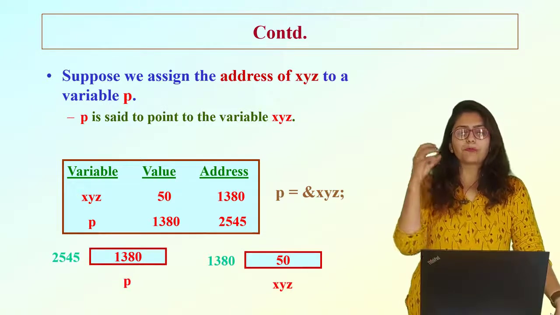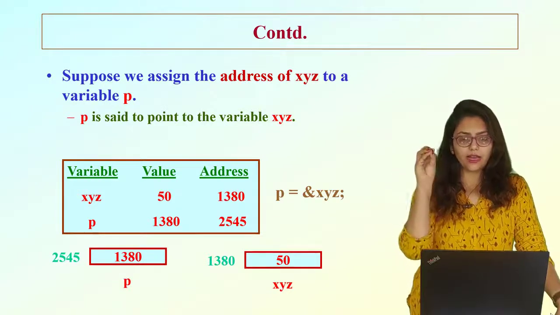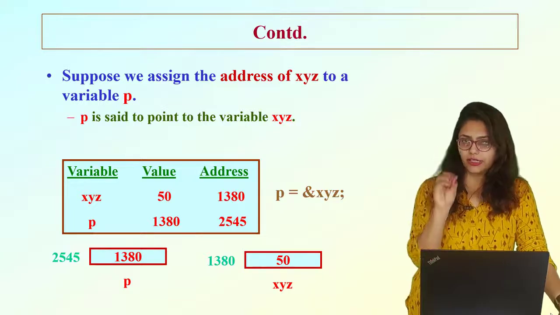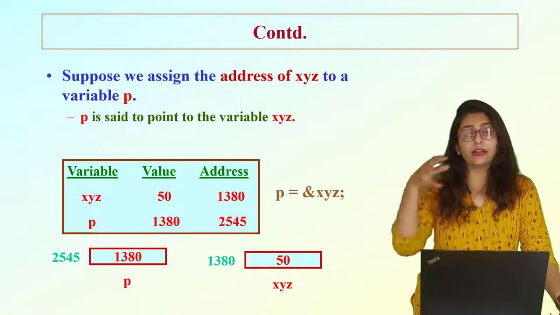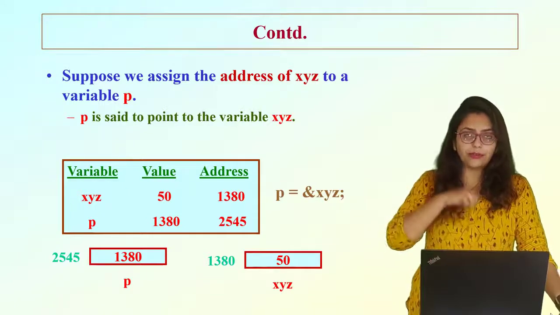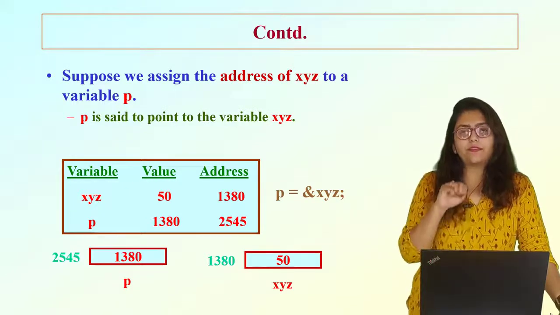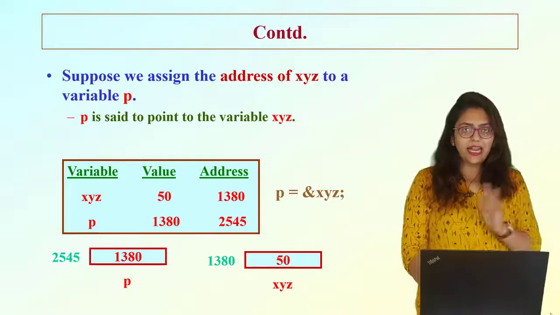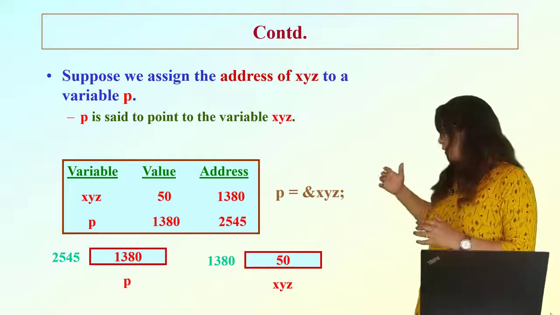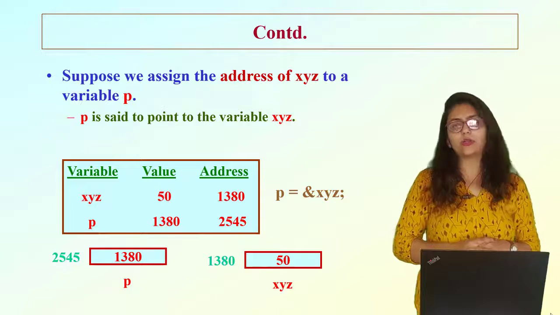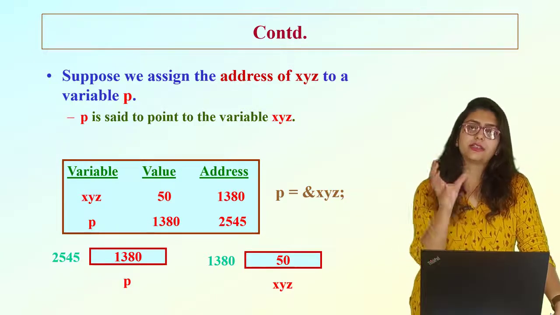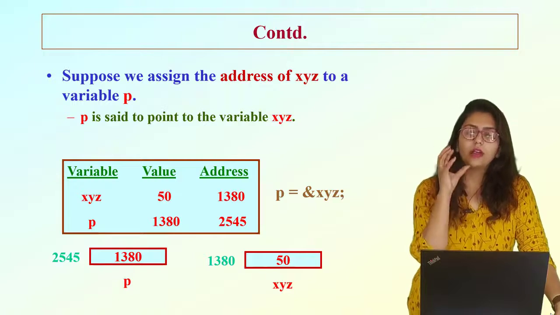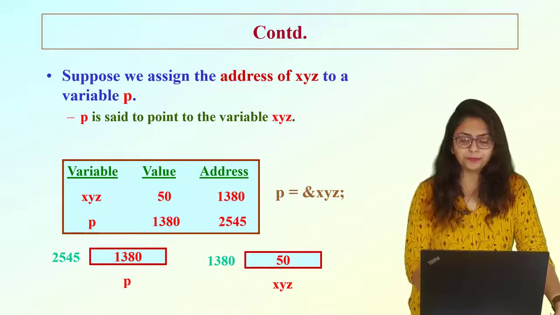Suppose xyz has value 50 at address 1380, and p is storing 1380, that is the address of xyz, and the own address of the pointer p is 2545, right? So you can see it like this. If you see this graphical representation, you will understand pointers very well. So what exactly is a pointer? A pointer is a variable which stores the address of another variable.